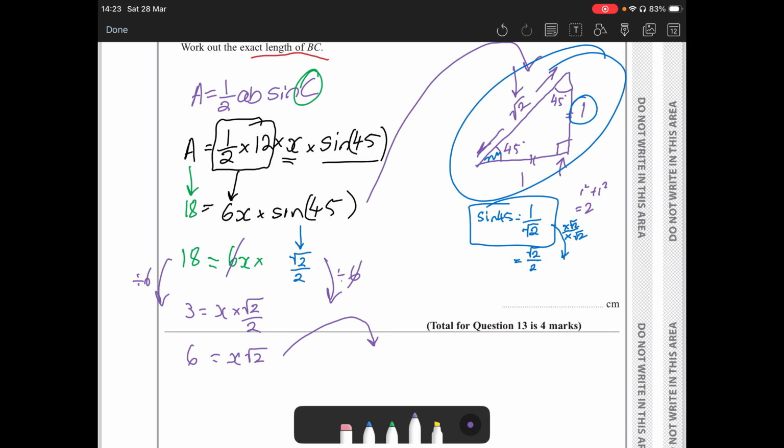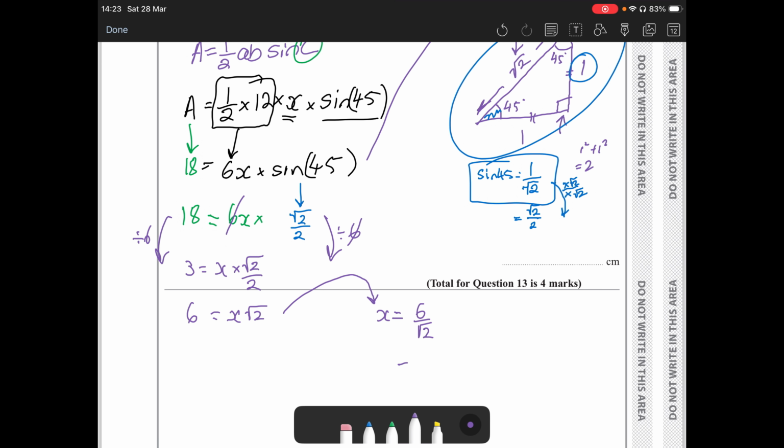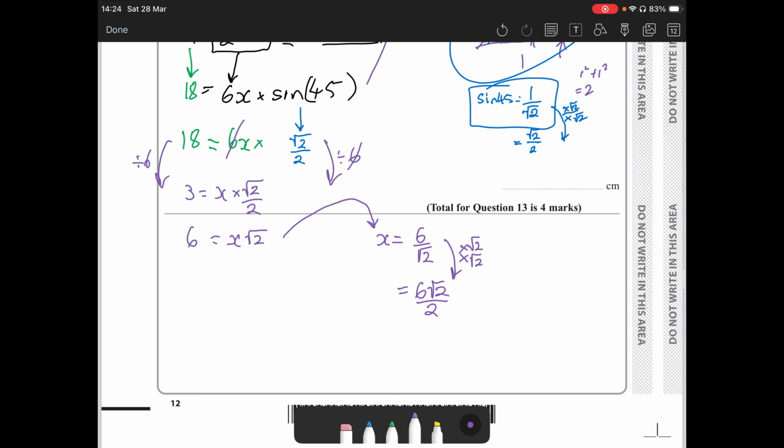And then I'm going to divide by root 2. So x is 6 over root 2, which we want to rationalize the denominator of, don't we? So we'll times the top and bottom by root 2. This would give me 6 lots of root 2 over 2. I've now rationalized the denominator.